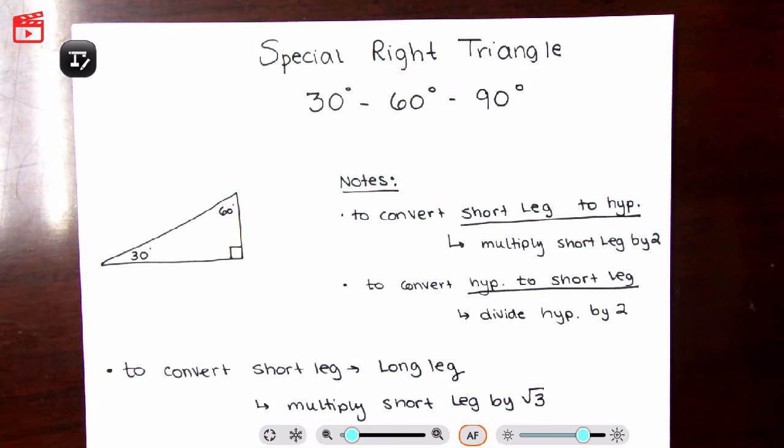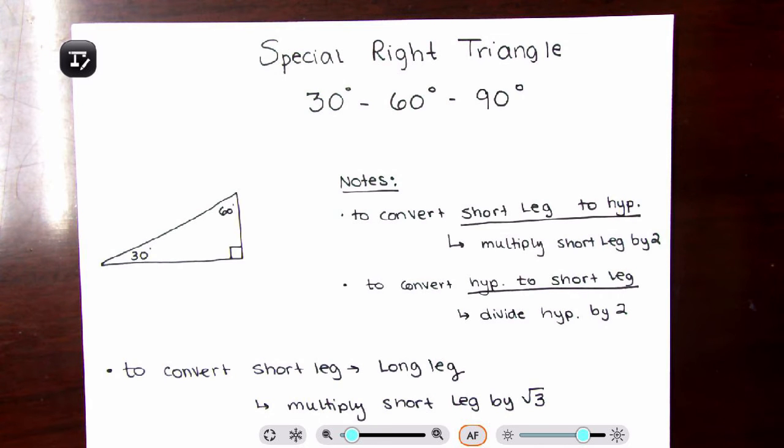In this video, we are talking about our secondary special right triangle, and this is our 30, 60, 90 triangle. Sometimes this triangle will be referred to as a 60, 30, 90 triangle, but it is easier to say 30, 60, 90 in my opinion. These triangles have a relationship between their angles and their sides.